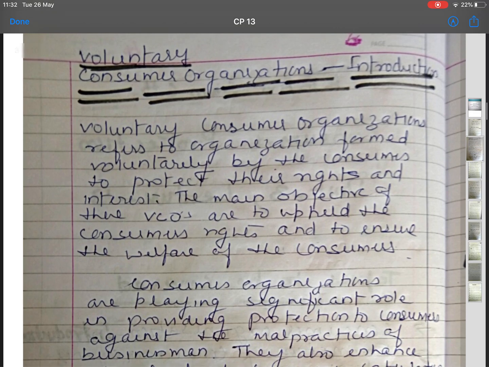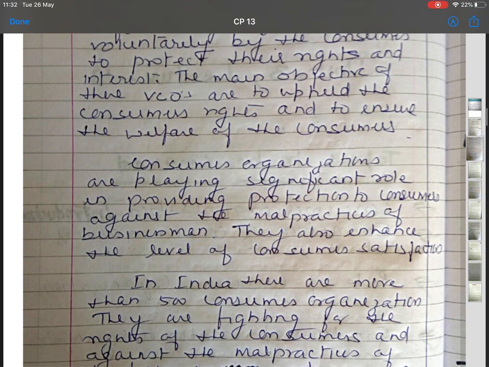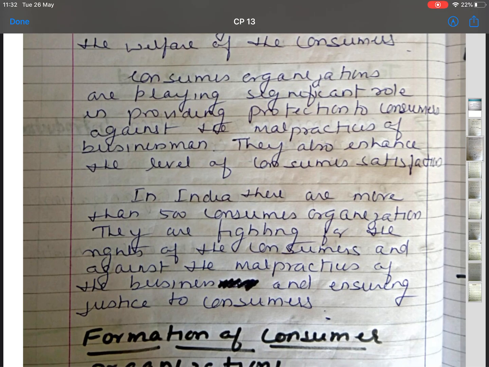Now I'm starting with the introduction of voluntary consumer organization. Voluntary consumer organization refers to organization formed voluntarily by the consumers to protect their rights and interests. The main objective of these voluntary consumer organizations is to uphold the consumer's rights and to ensure the welfare of the consumers. Consumer organizations are playing a significant role in providing protection to the consumers against the malpractices of businessmen and traders. They also enhance the level of consumer satisfaction.